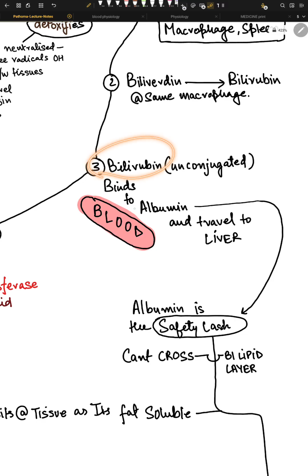Once it binds to albumin, which is a protein in nature, this complex of fat and protein is made. Once this complex is made, it cannot actually cross the bilipid layer of our cell. So that's how we keep the bilirubin safe from tissues, right? Because most tissues have this bilipid layer, and once bilirubin is unconjugated, it can cross freely and it can be very toxic, right?